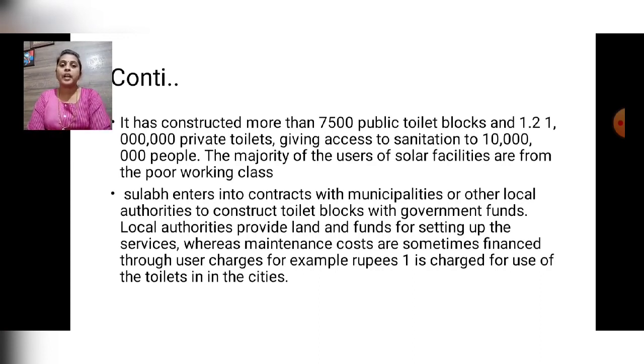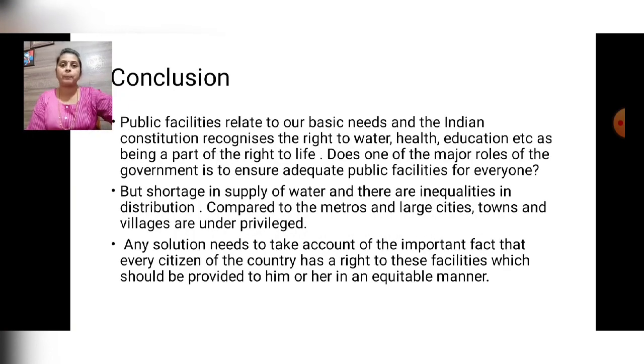Sulabh enters into contracts with municipalities or other local authorities to construct toilet blocks with government funds. Local authorities provide land and funds for setting up services, whereas maintenance costs are sometimes financed through user charges, means 1 rupee, 2 rupees. If you are using it, you have to pay 1 rupee or 2 rupees like that. For example, yes, ₹1 is charged for use of the toilets in the cities.